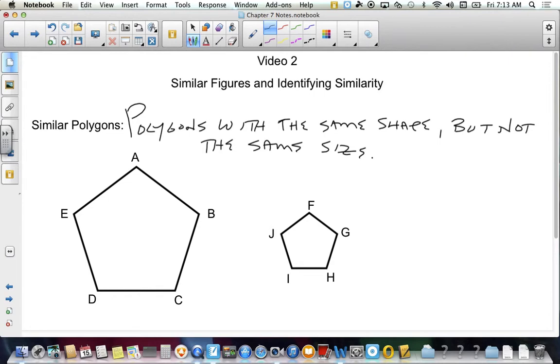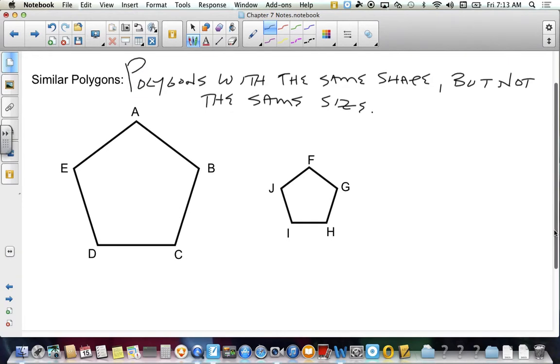In similar polygons, the angles will all be the same. So if we look at our two figures here, we've got two pentagons. The angles in each figure will all match up. You notice A and F match up, B and G match up, H and C match up, I and D match up, E and J match up. So all the angles in one figure will be congruent to all the angles in the other figure. That has to be the first part for similar polygons.